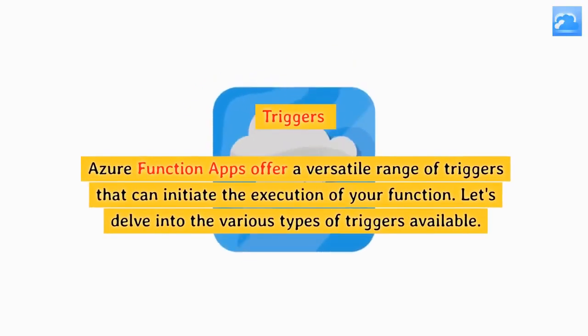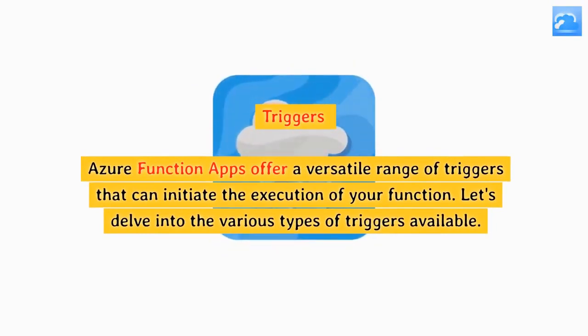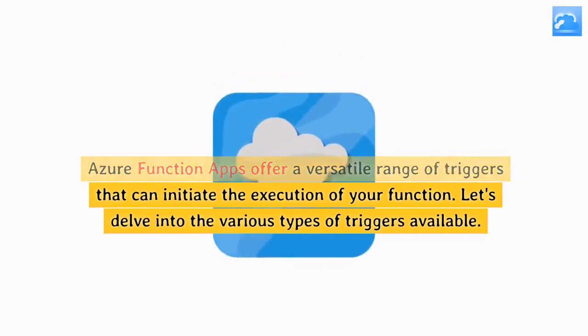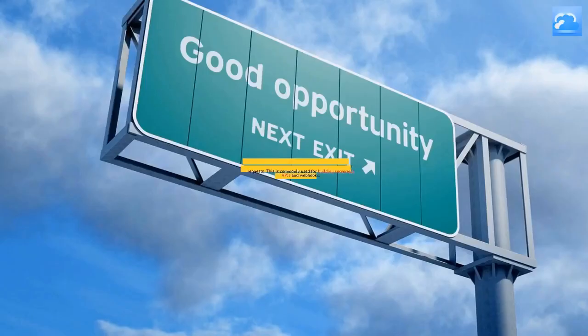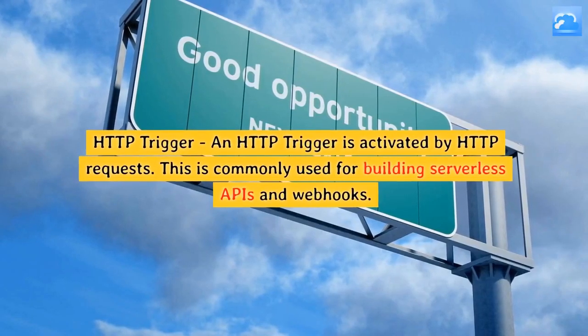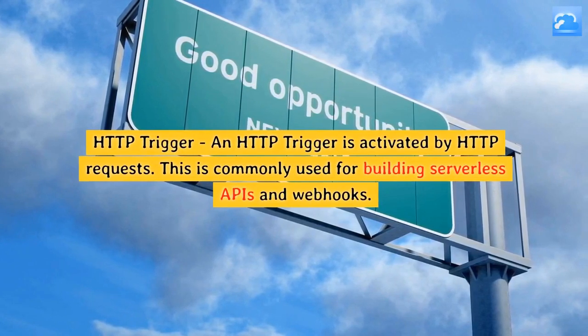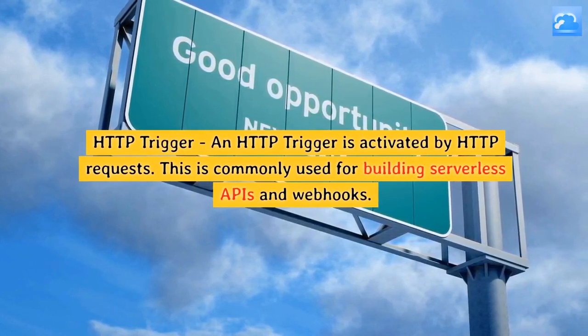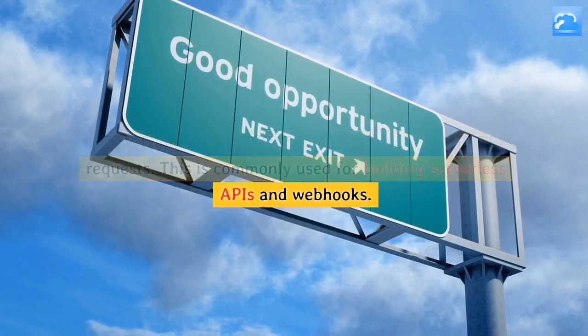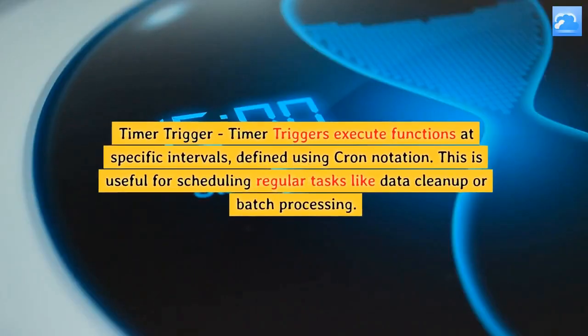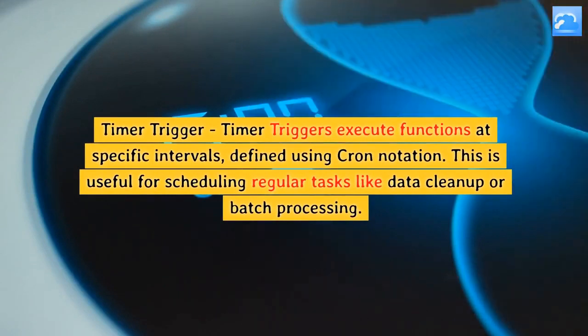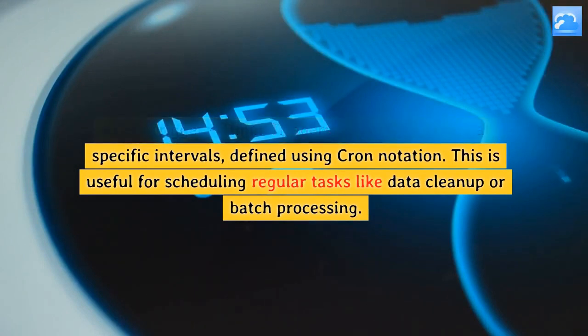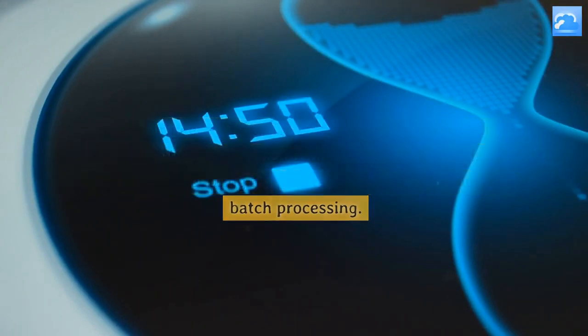Triggers. Azure Function apps offer a versatile range of triggers that can initiate the execution of your function. Let's delve into the various types of triggers available. HTTP trigger. An HTTP trigger is activated by HTTP requests. This is commonly used for building serverless APIs and webhooks. Timer trigger. Timer triggers execute functions at specific intervals, defined using cron notation. This is useful for scheduling regular tasks like data cleanup or batch processing.